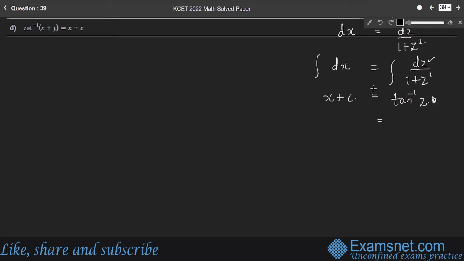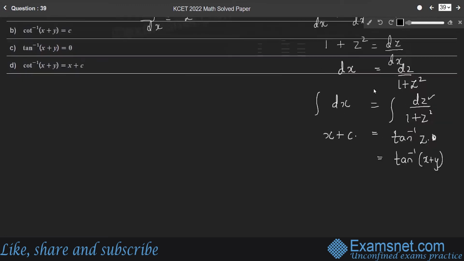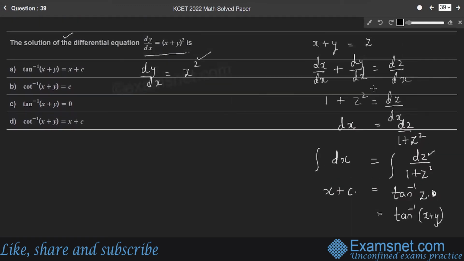But z is x plus y, right? So tan inverse x plus y, according to our assumption. So x plus y is z, so tan inverse x plus y is x plus c, right? Therefore, option A is the right answer. Tan inverse x plus y is x plus a constant. Option A is the right answer.